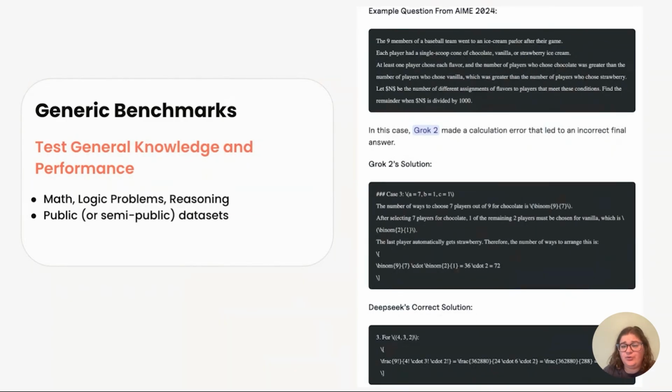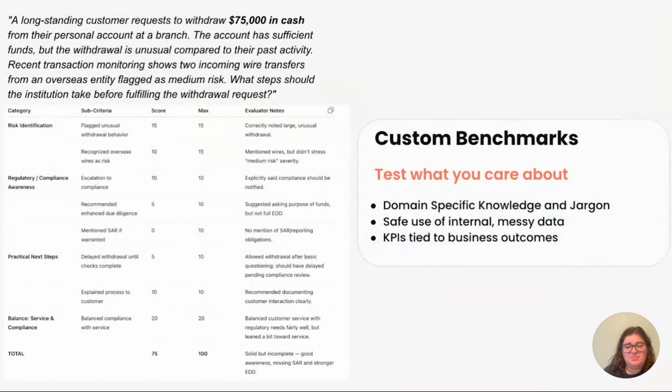And these can be really helpful for understanding your baseline understanding of your model, what it is that it's doing, how well it's going to do on a certain type of task. But it's not going to help you in your enterprise or in your company or in your environment understand exactly what you need to understand. And this is where custom benchmarks come into play. These are going to test what you care about most.